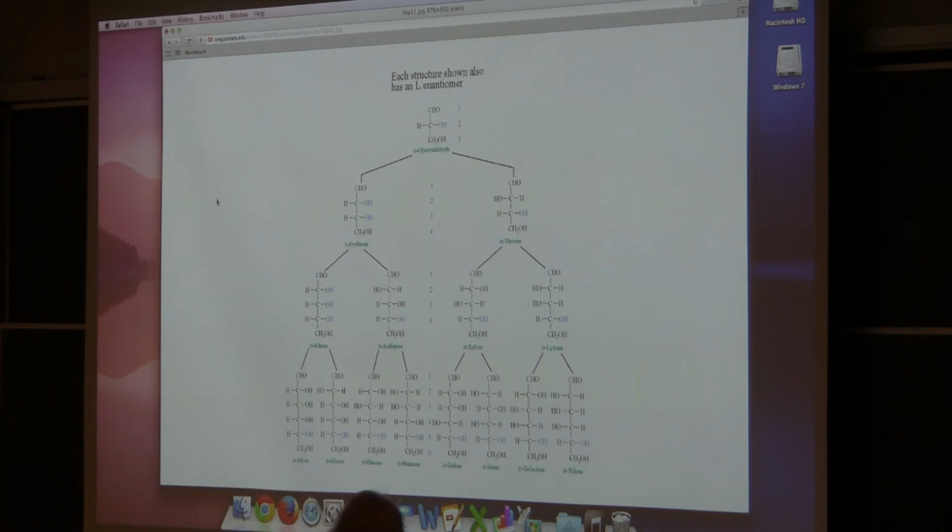Okay? All right. There's ribose. That's one of the structures you need to know. Right there, on the left. Okay? There's glucose. One of the structures you need to know. Okay? Some other common sugars that are on there that I'm not making you memorize include galactose, okay, and mannose.